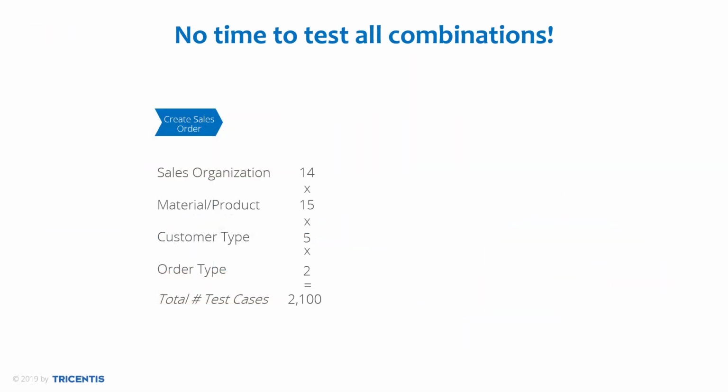So let's have a look at a real example at one of our customers in the chemical industry. Let's pick just one transaction of their order to cash process. It mainly depends on the sales organizations, materials, customer and order types. If asked how to get full risk coverage here, you may say we need to combine all of these values or instances, as we call them, which would result in 2,100 test cases, and that's just for one transaction.